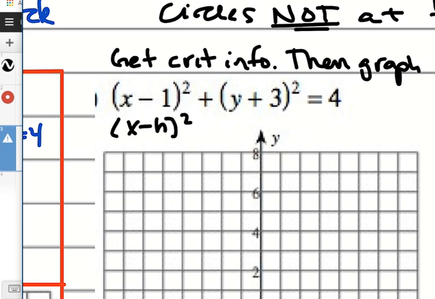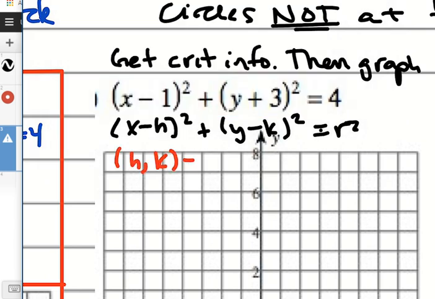Well, again, we have h here, we have h here. It stays negative, and so that means we're just going to pull a 1 for the x value of the center. We have k here. Here we have it now changed to a plus, and so that'll be a negative 3. And so that means the center of the circle is at 1 comma negative 3.